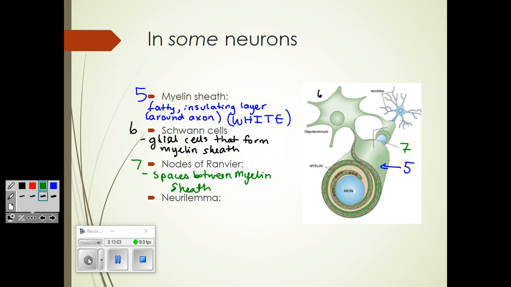And then the last one, we'll call it 8, is something called neurolemma. Now, you might have heard a word in Bio30 called sarcolemma. Anyone have an idea what neurolemma might mean or remember that word from Bio30? It was about muscles. There was the sarcolemma, the sarcoplasmic reticulum, the sarcoplasm, all those words that sounded the same. Does anyone remember what it is?